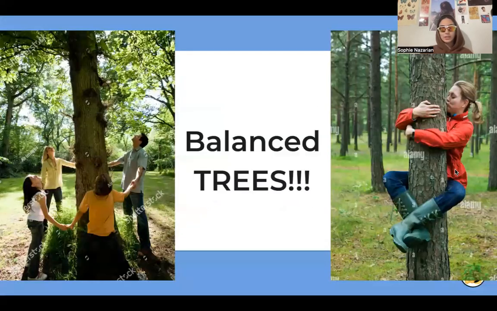Jumping right into it, let's start with balanced trees. Nature lovers, where you at?